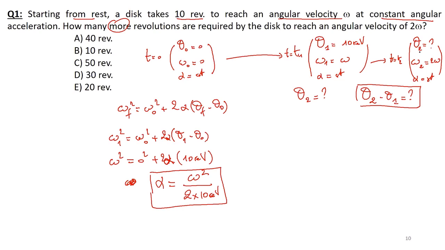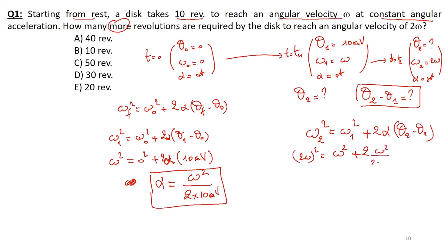Now let me use the same formula between t1 and t2. I will have omega 2 squared is equal to omega 1 squared plus 2 times alpha times theta 2 minus theta 1. So omega 2, I said, is 2 omega, so omega 2 squared will be 4 omega squared. Omega 1 squared, I know it already, is omega squared, plus 2 times alpha. What is alpha? I already said it. It's omega squared divided by 2 times 10 revolutions, multiplied by theta 2 minus theta 1. So bottom line, I will have 4 omega squared is equal to omega squared plus, this 2 goes away, omega squared divided by 10 revolutions multiplied by delta theta, theta 2 minus theta 1.